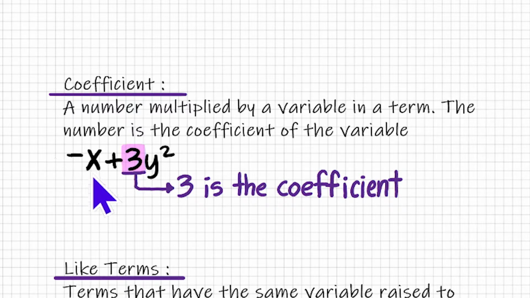As you guys can see here, the expression I have is negative x plus 3y squared. Here 3 is the coefficient because it is the number that is being multiplied by the variable. In here, you may see a negative x and think, oh, it doesn't have a coefficient. But that is actually not true.